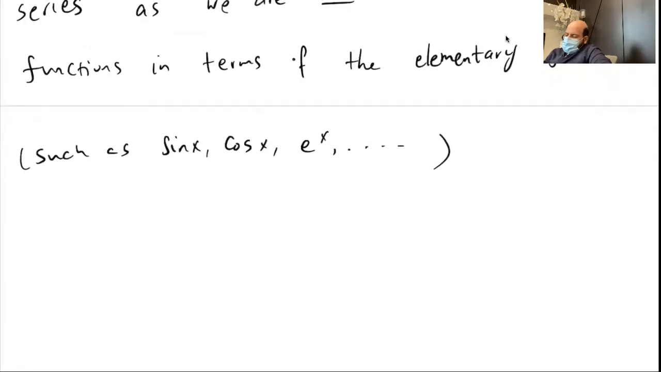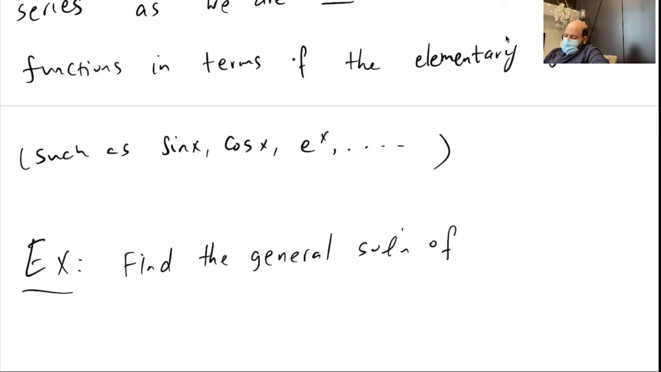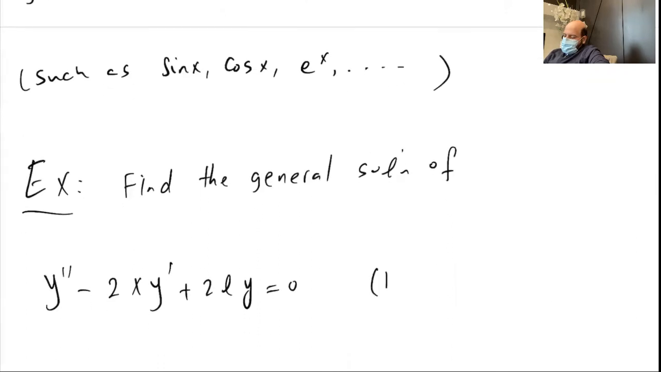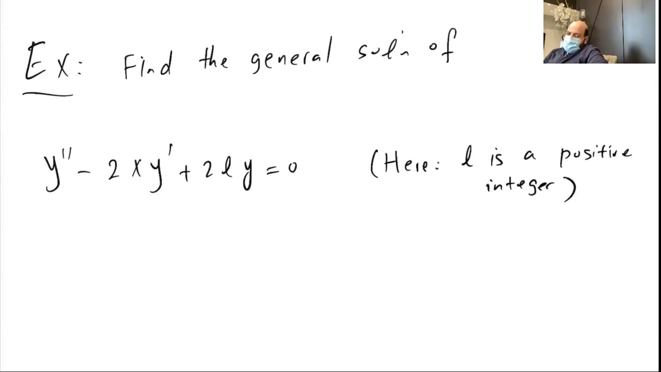All right, let's look at the next example. Find the general solution of this equation, this ODE: y double prime minus 2xy prime plus 2l times y equals 0. Here l is a positive integer. Using the power series method.